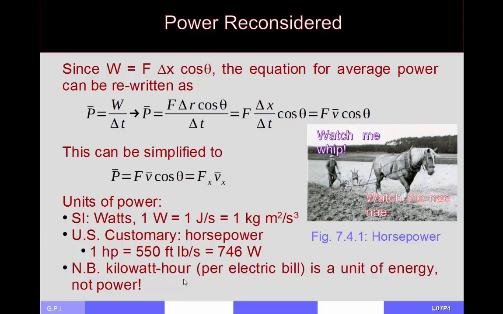So you're being charged by the kilowatt hour. A kilowatt is, of course, 1,000 watts. An hour is a unit of time, 3,600 seconds. So if you have 1,000 watts, that's 1,000 joules per second, and you're multiplying by 3,600 seconds. The seconds cancel, and you're left with 3,600,000 joules. So the kilowatt hour is actually a unit of energy, not of power. So it's more properly called either an electric bill or an energy bill, not a power bill.